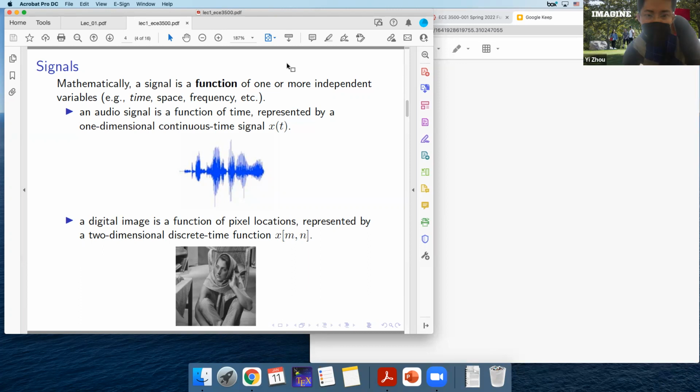Okay. Yeah. Okay, I will use the mouse to point at all the materials from now on. Sorry about that, and thanks for reminding me.